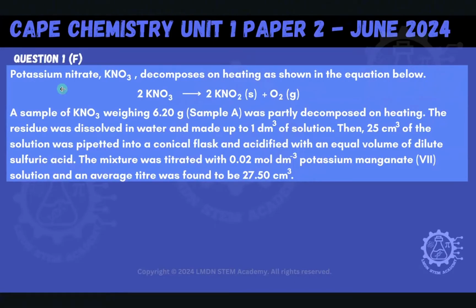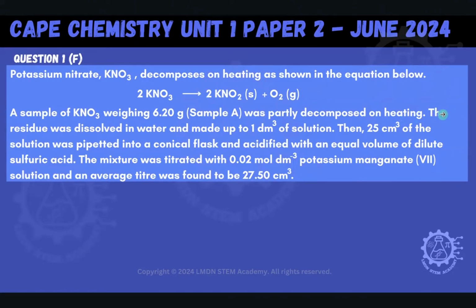So it says that potassium nitrate, KNO3, decomposes on heating as shown in the equation below. So here we have an equation that says 2 moles of potassium nitrate is going to get broken down into 2 moles of KNO2 solid and a mole of oxygen gas. So a sample of KNO3 weighing 6.02 grams, known as sample A, was partly decomposed on heating.